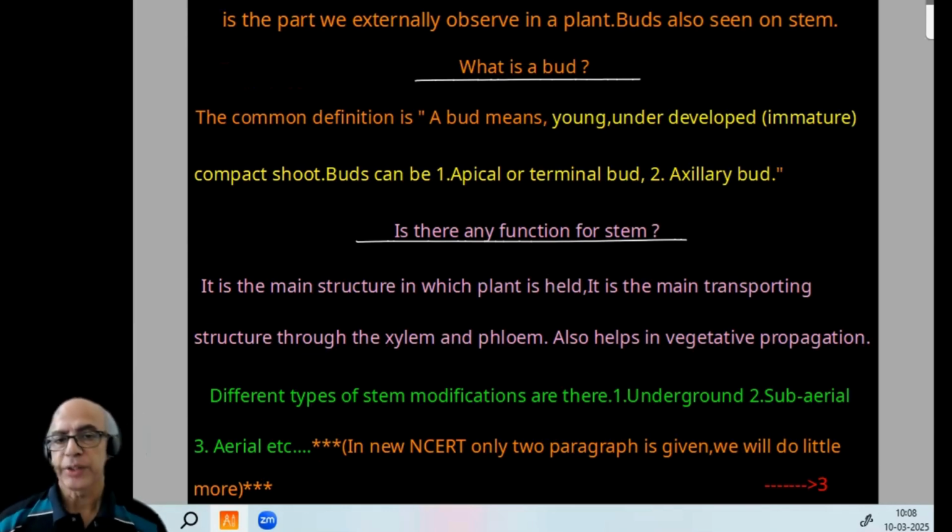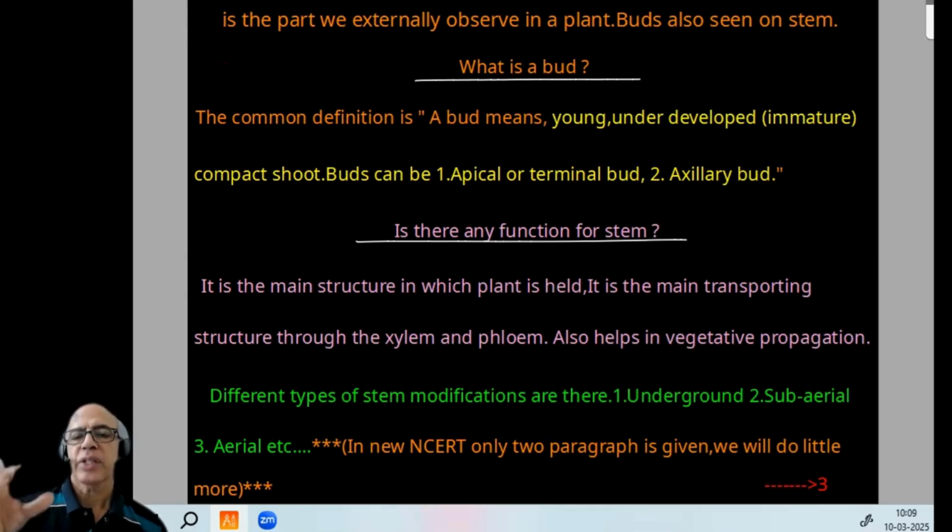Now, is there any function for the stem? See, the stem is the structure of a plant or a tree that we observe outside. The root system is below soil. You may remember from the first episode that there are two systems for a plant: root system and shoot system. The root system is normally below soil, so we will not be able to observe it. The shoot system will be above soil, and that is what we are observing.